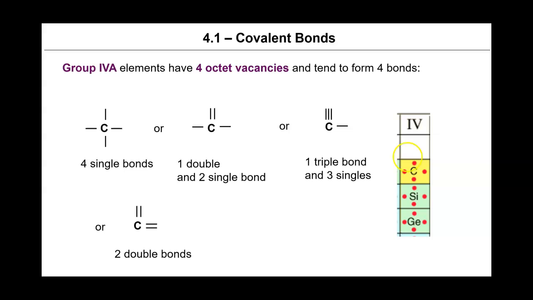The nonmetal that's in group 4A is carbon, and carbon has 4 octet vacancies. So this gives rise to quite a variety of possible bonding patterns. Carbon will typically form 4 single bonds, or 1 double bond and 2 single bonds, or 1 triple bond and 3 single bonds, or 2 double bonds. So what you see is, of all of the nonmetals, carbon is the most versatile with respect to the bonding patterns that it can form.